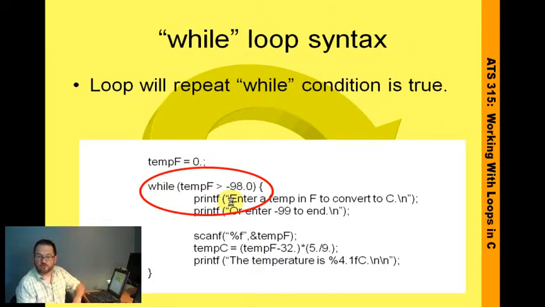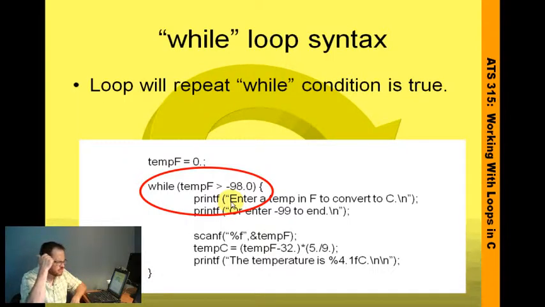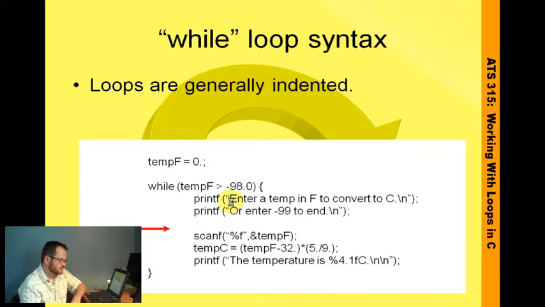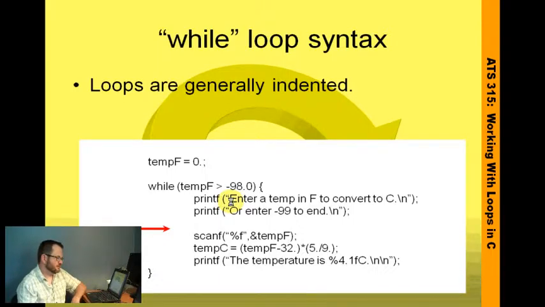So, is it true? I originally set temp f to 0, while temp f is greater than -98. That's true. So what's going to happen is the stuff on the inside of this loop. Now, notice again, we indent to show that this is the inside of the loop. What's going to happen here? It's going to print, please enter a temperature in Fahrenheit that we're going to convert to Celsius, or enter -99 to end.